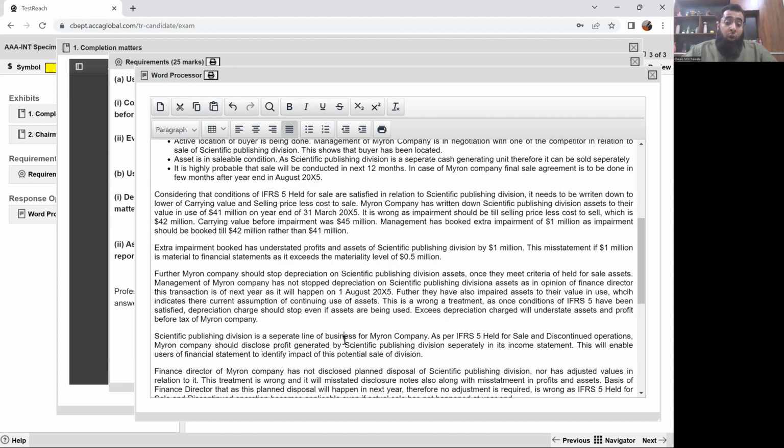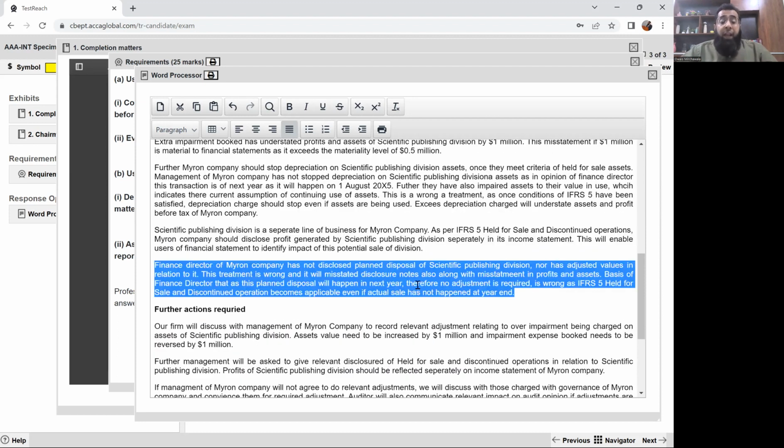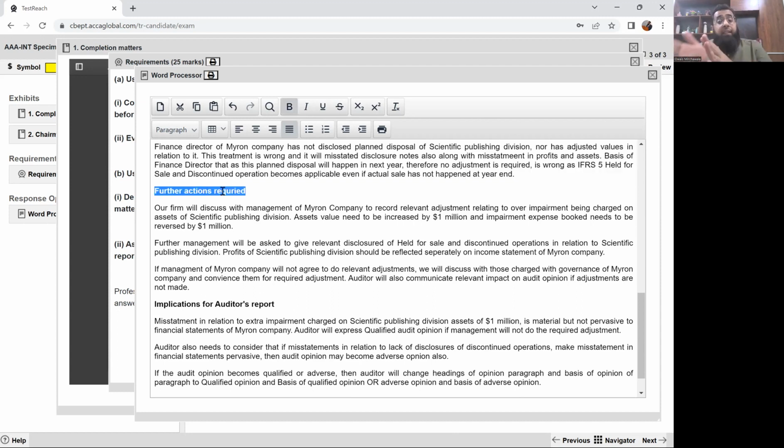Then we commented on the discontinued operation thing. We commented on the finance director's argument. Then we referred further actions, that we asked management to do these adjustments. Please make sure that you don't write procedures. We asked for further actions, and it is the completion stage. Then we wrote implications for the audit report.